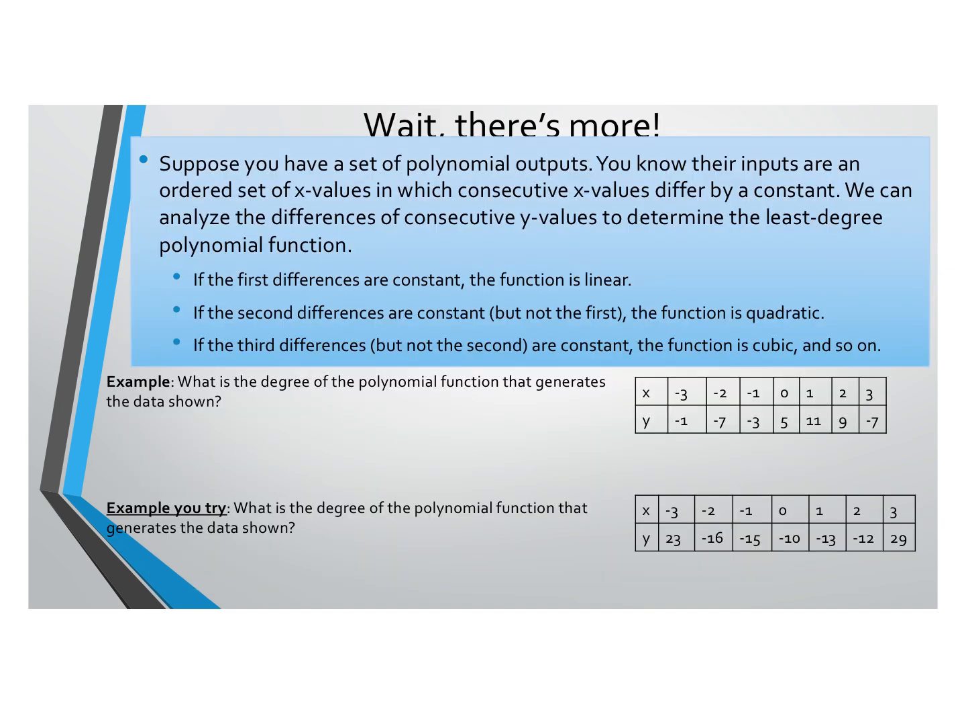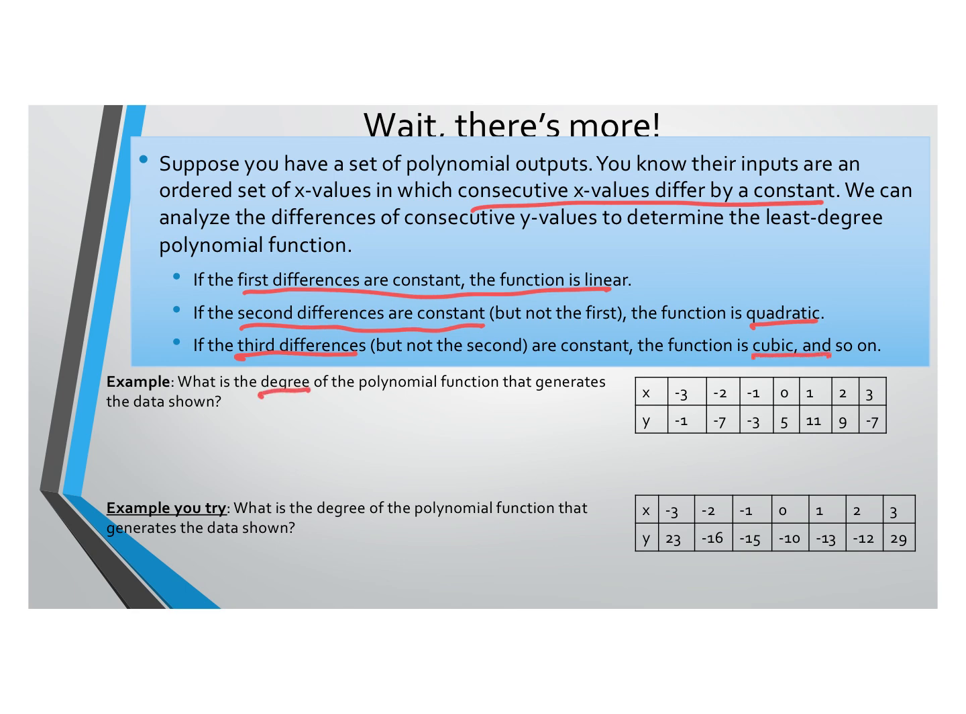Okay, our last problem today. Notice we have a set of polynomial outputs, aka an xy table, and you know their inputs and consecutive x values differ by a constant. We can analyze the differences of the consecutive y values to determine the least degree polynomial function. If the first differences are constant, you have a linear function. If the second differences are constant, but not the first, the function is quadratic. Third differences, it would be cubic and so on.